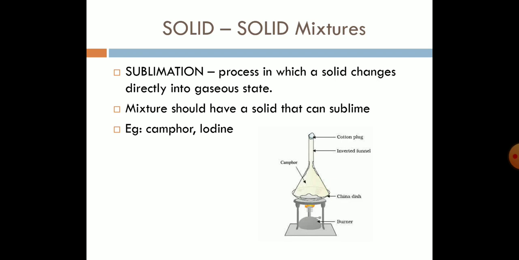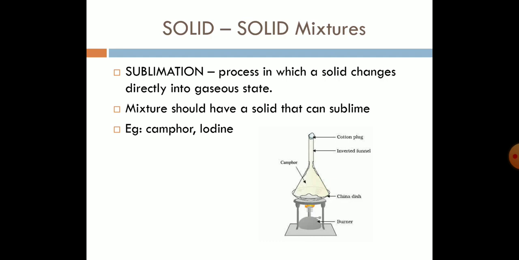But we are now going to see about sublimation. Sublimation we have already seen. What is the process of sublimation? It is a process in which a solid changes directly into a gaseous state. A solid will directly go to the gaseous state without going to the liquid form. So when we have this property, we are going to use it when we are separating solid mixtures.